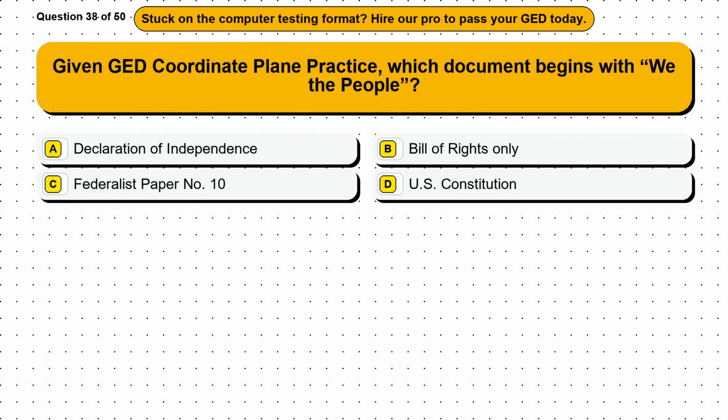Question 38. Given GED Coordinate Plane Practice, which document begins with "We the People"? Option A, Declaration of Independence. Option B, Bill of Rights only. Option C, Federalist Paper No. 10. Option D, U.S. Constitution.